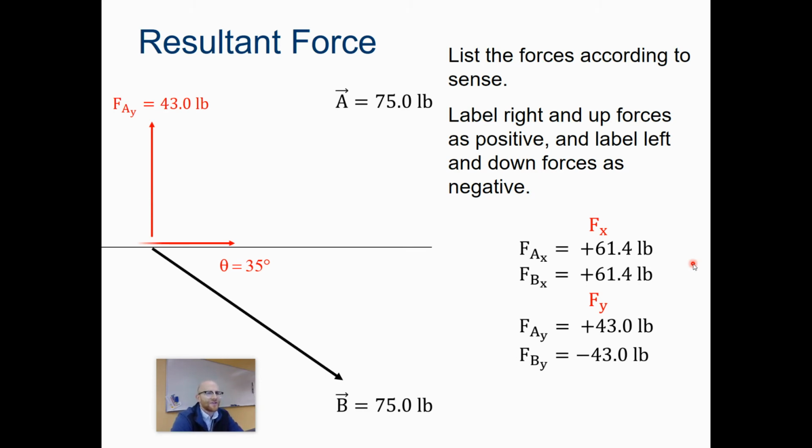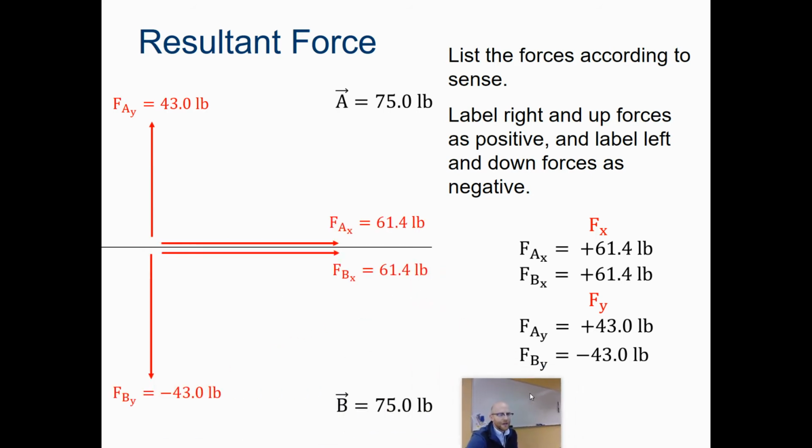So list the forces according to the sense. Label right and up forces as positive. Label left and down forces as negative. So vector A, both are going to be positive, right? We're traveling positive direction on the x, and positive direction on the y. Whereas vector B, we're traveling positive direction in the x, but negative in the y. You can see down here, right?